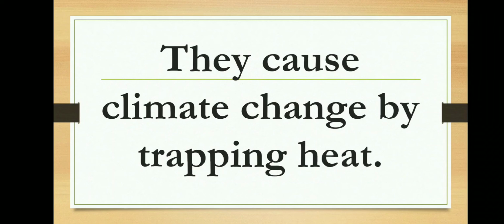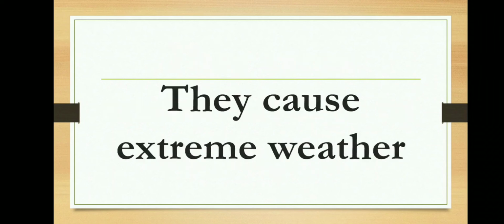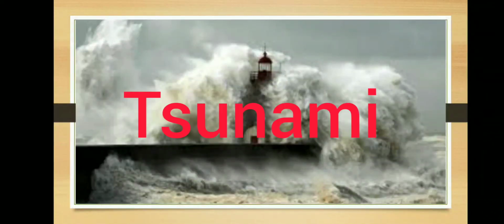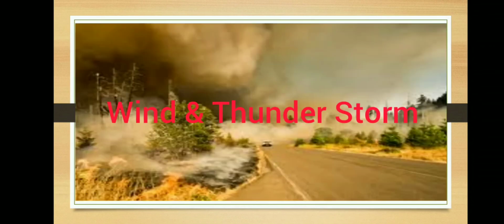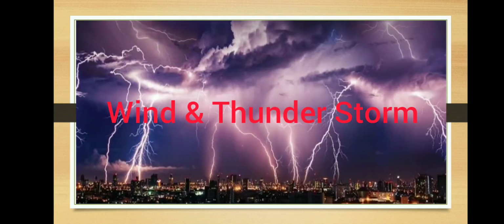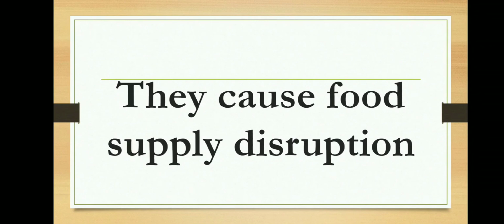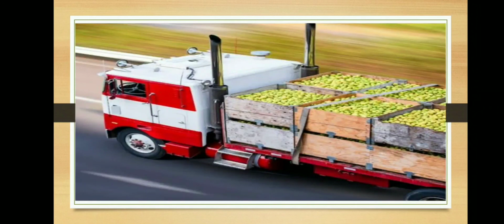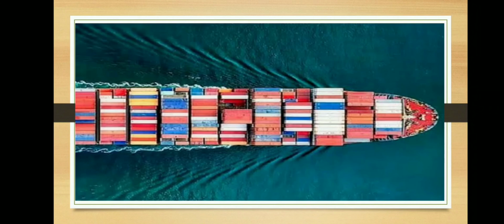Greenhouse effect causes climate change by trapping heat. They cause extreme weather. You can see it's maybe tsunami, storm. All these are the extreme weather conditions. They cause food supply disruption. Due to tsunami, flood, earthquake, all these food supply disruption takes place.